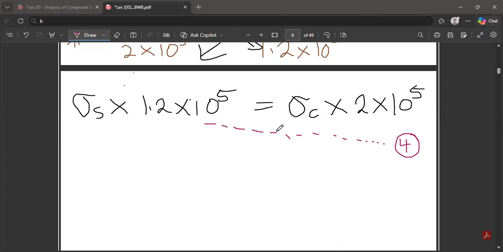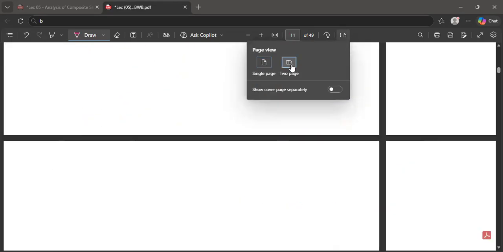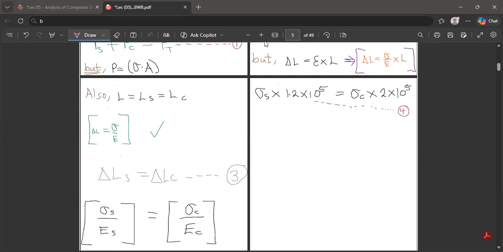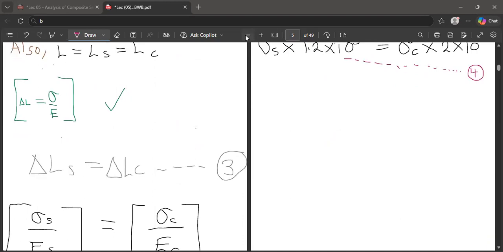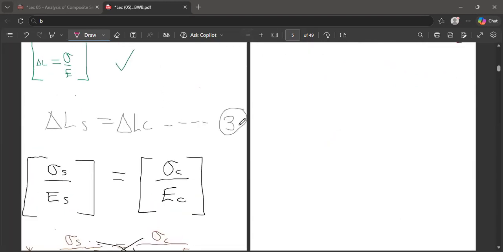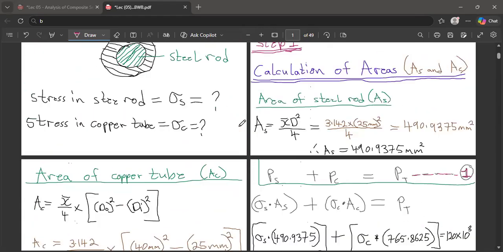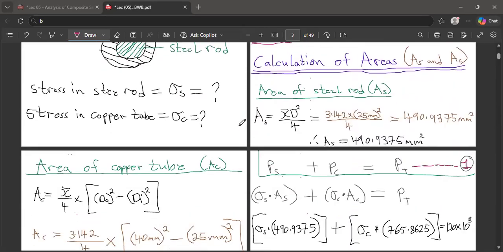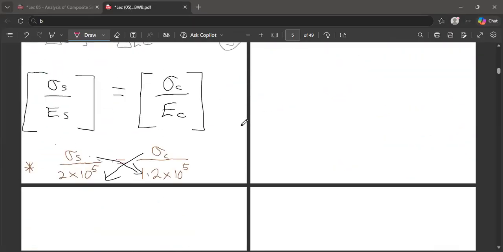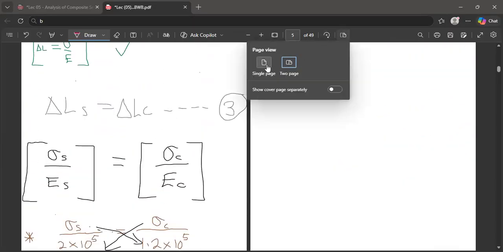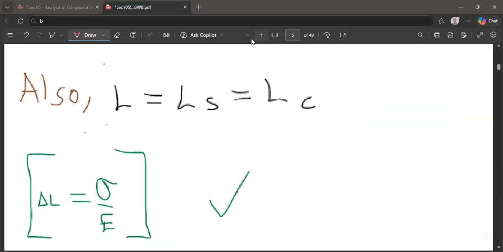So from the same equation 4, we can make one the subject and find the other. At the end of the day, from wherever we started to where we have gotten now, we have been able to establish 4 equations. This is how far we have come. So let's continue from where we are.